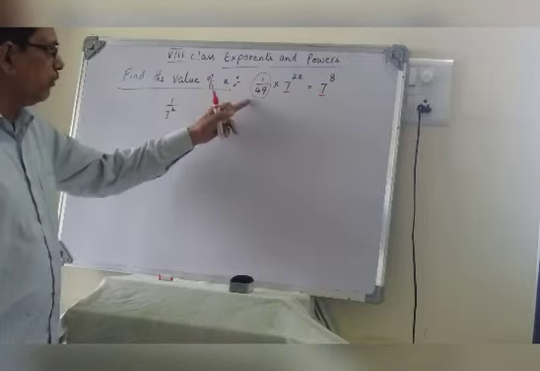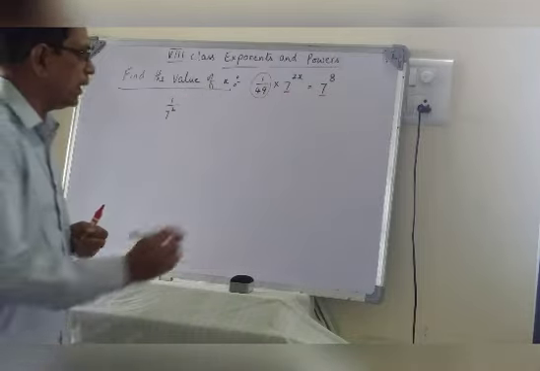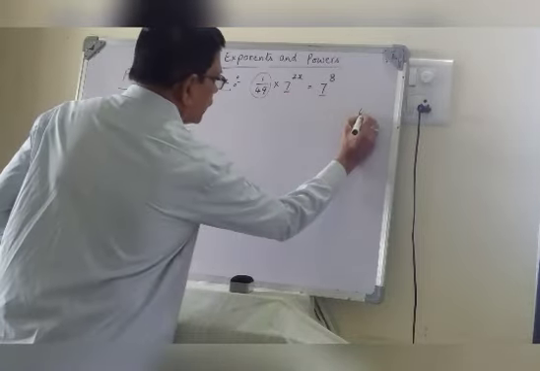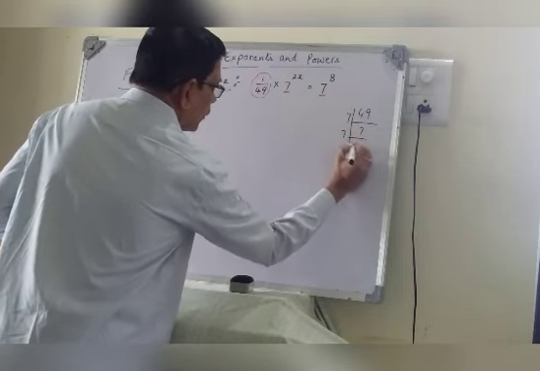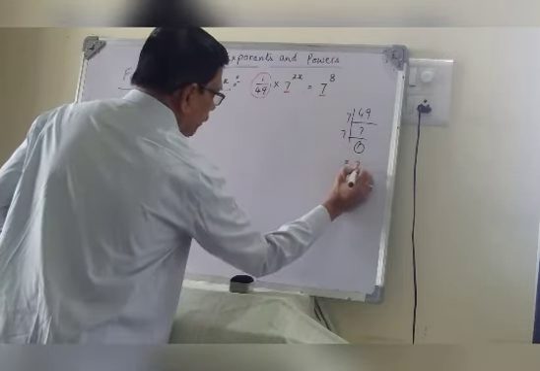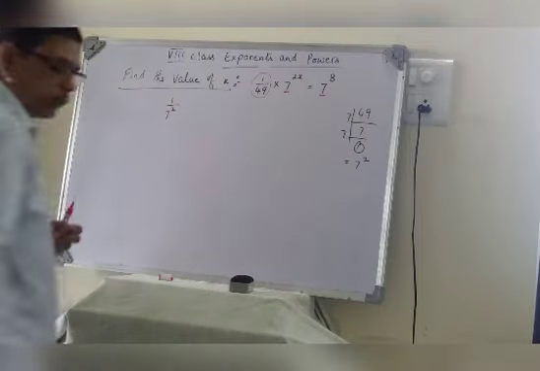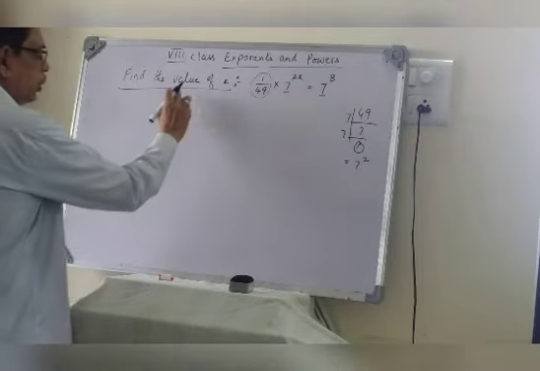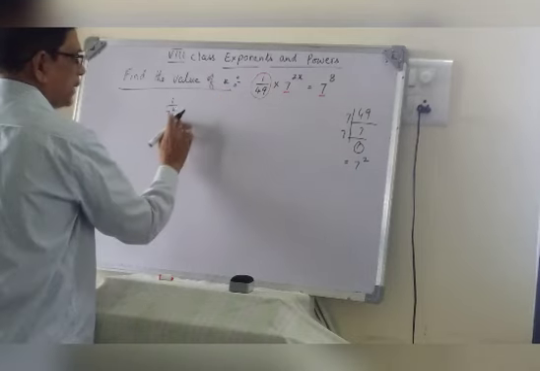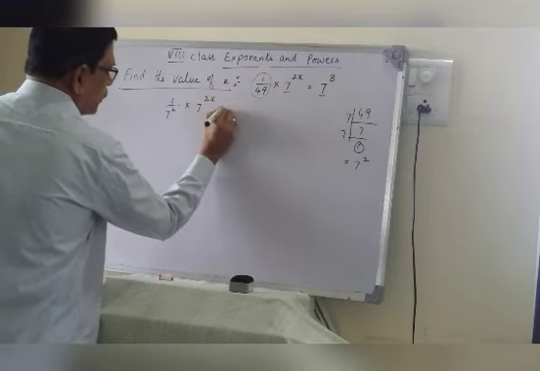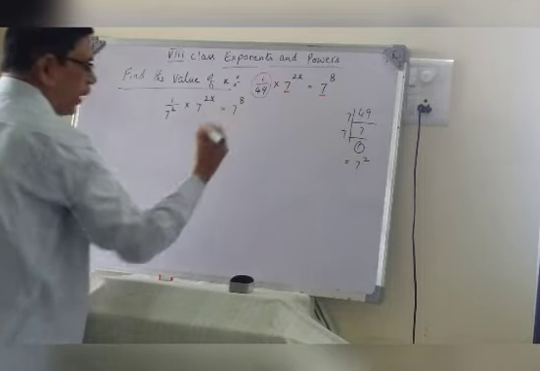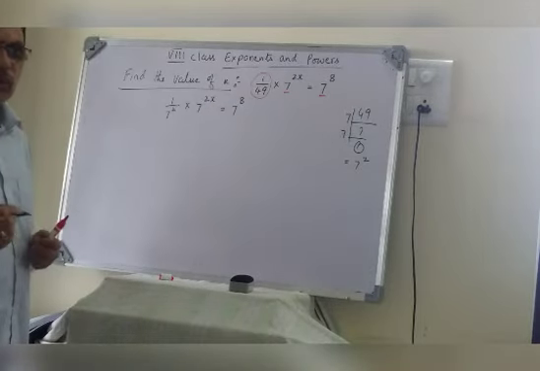1 by 49, how can we write it? 49 we can write like this: 7 7s are 49, 7 1s are 7, so it is equal to 7 square. 7 into 7, 7 square. Understood? So 1 by 49 we can write 1 by 7 square into 7 to the power of 2x is equal to 7 to the power of 8. The remaining problem we have to copy as it is.